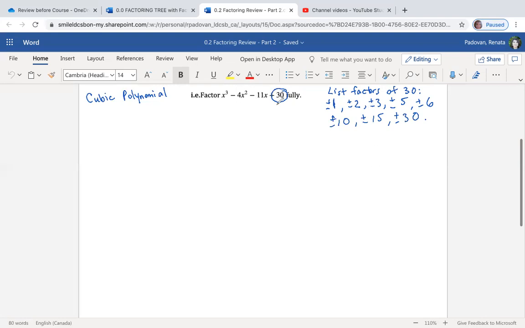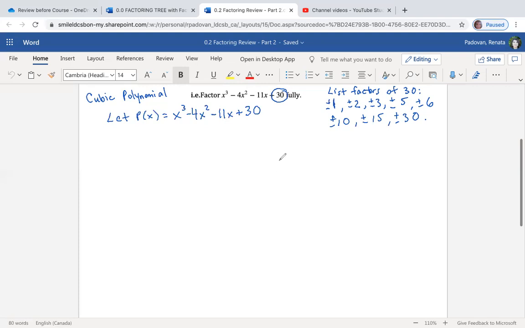I can use these to help me factor this question. So what I want to do first is, we keep talking about p of x, so let p of x be equal to this expression, x cubed minus 4x squared minus 11x plus 30. Make sure I have my signs right. These are my factors, my possible x values. There's no real easy way to go about this. Let's just start with the first factor, and what we're trying to do is plug it in and see if we get 0 as an answer.